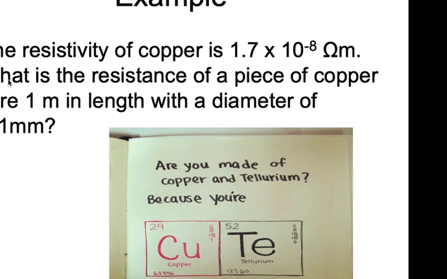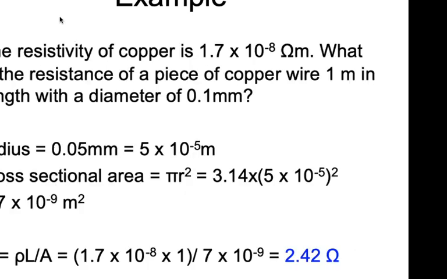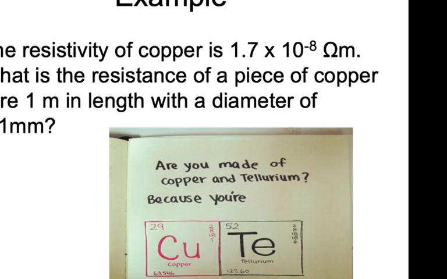All right, nice example for us here. Resistivity would be our rho, that's the little p that we just saw, and it should be in ohm meters. Good, it is. We want to find the resistance of a piece of copper that has a length of 1 meter, so L is 1 meter, and a diameter of 0.1 millimeters. So we'll have to find area using pi r squared.